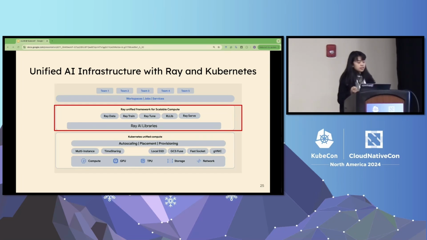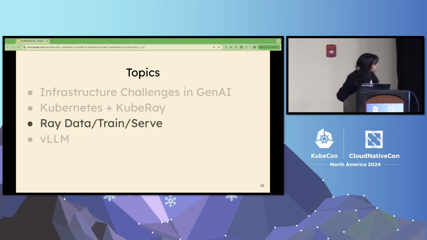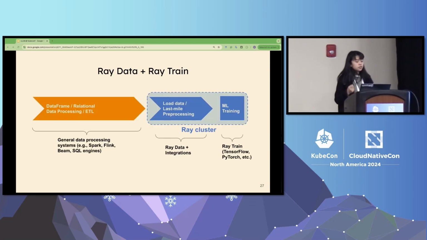Next, let's shift our focus to Ray Data, Ray Train, and Ray Serve, the Ray libraries that enable users to build AI applications without the need to manage underlying infrastructure. The first is Ray Data. So what is Ray Data? You can think of Ray Data as a last mile bridge. It connects the storage or ETL pipeline outputs to the distributed applications within the Ray ecosystem. It enables users to load and pre-process data for distributed machine learning training pipelines.